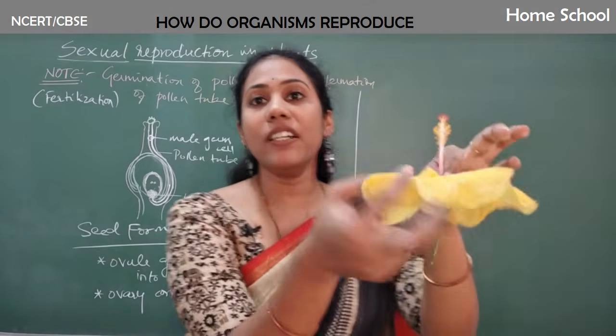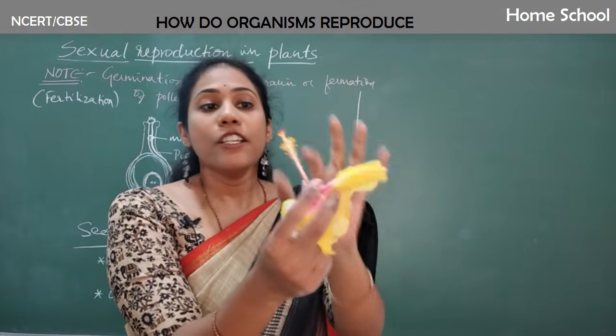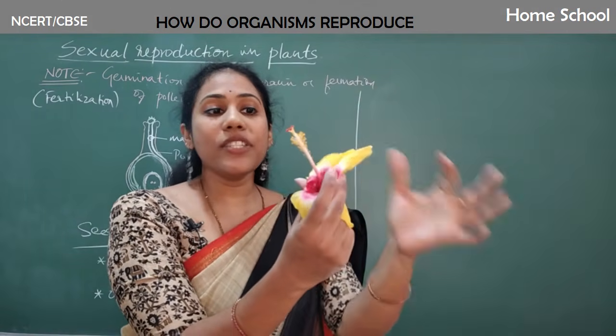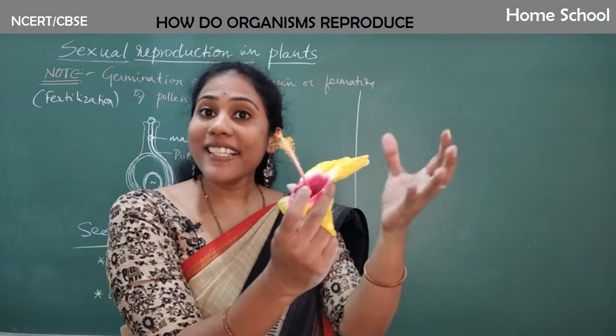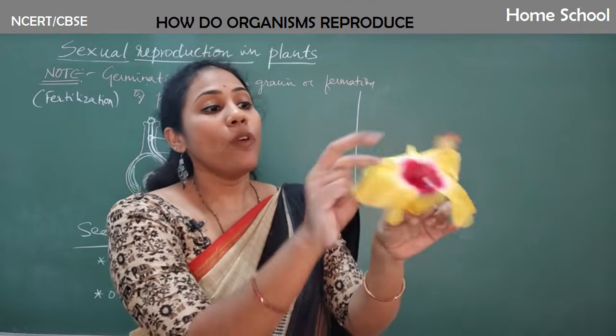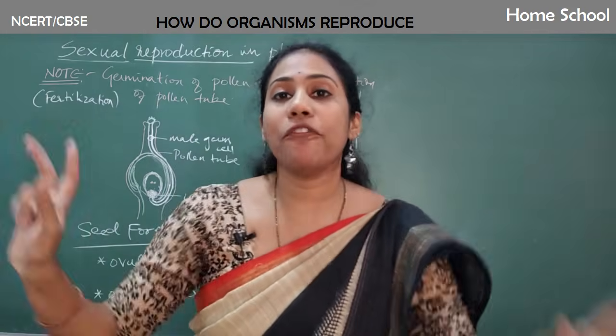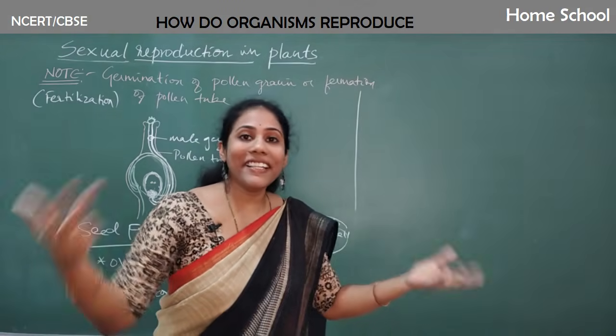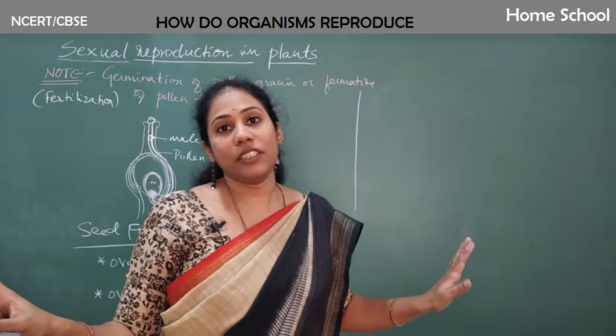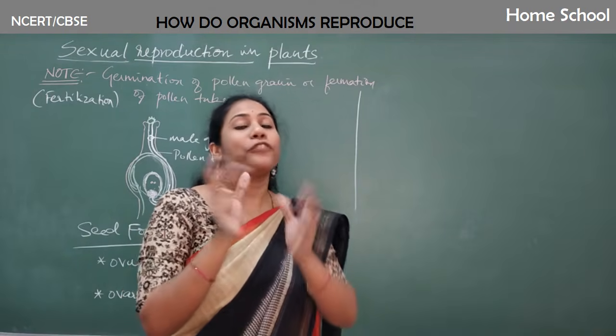Imagine in this flower, the fertilization occurred. Slowly the ovule converted into seed. The entire ovary is getting converted into fruit. So what happens to these petals, sepals and all? They will fall off. They will get dried up and they will fall onto the ground. So this is how a fruit is formed.